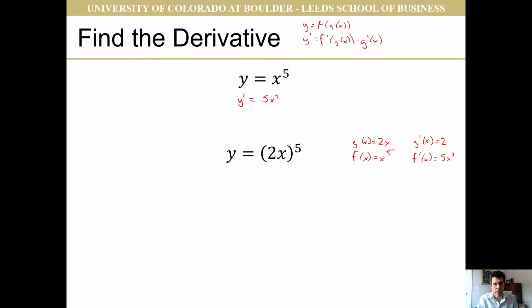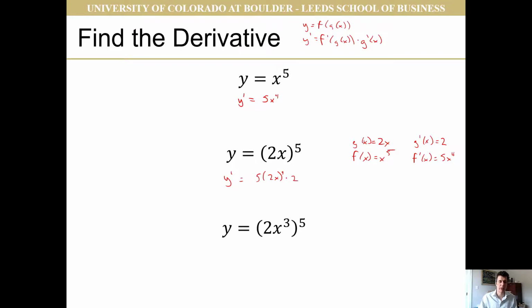Okay. Using our chain rule, derivative of the outer function, 5x to the fourth, but we're going to apply it to the inner function. So that's 5 times (2x) to the fourth times the derivative of the inner function, 2.